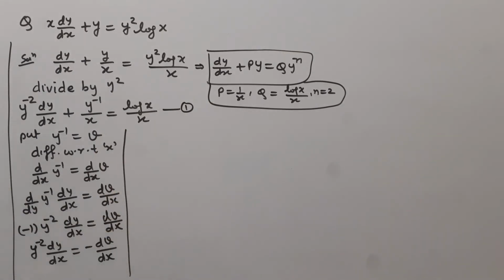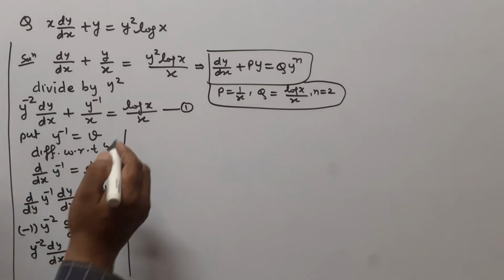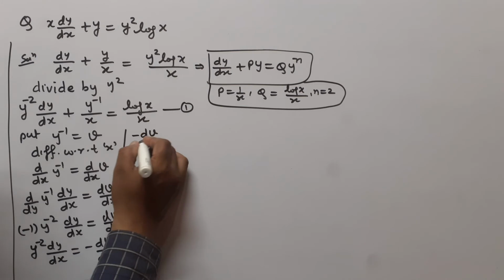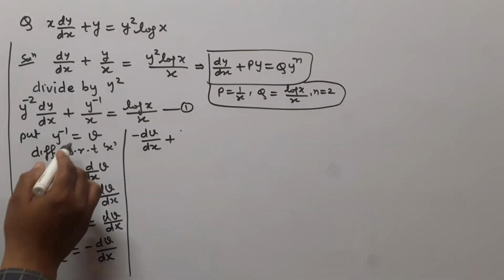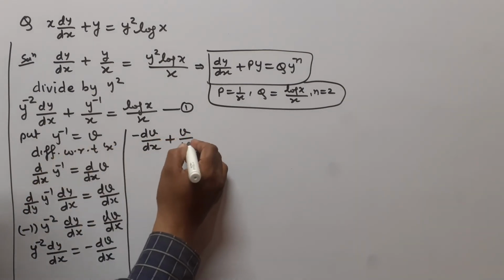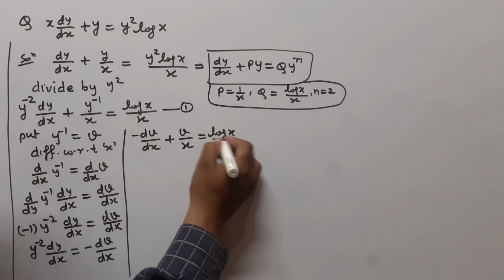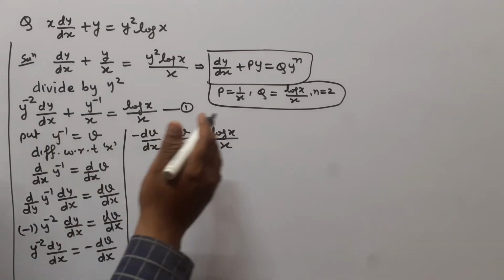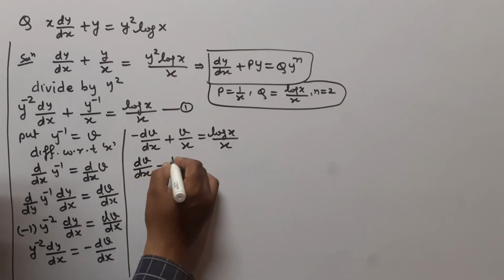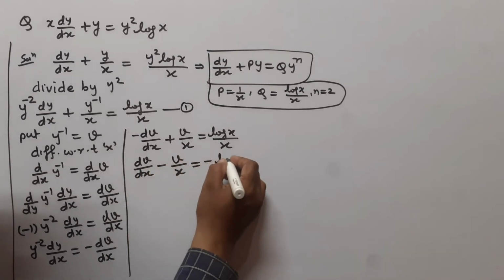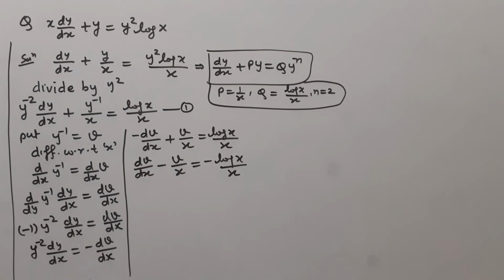So in one equation we put the value of y to the power minus 2 multiplied by dy by dx, which is equal to minus dv upon dx. So minus dv upon dx plus, in place of y to the power minus 1 we put v. So this is v upon x is equal to log x by x. Now we multiply this equation by minus 1. So we get dv upon dx minus v upon x is equal to minus log x upon x.